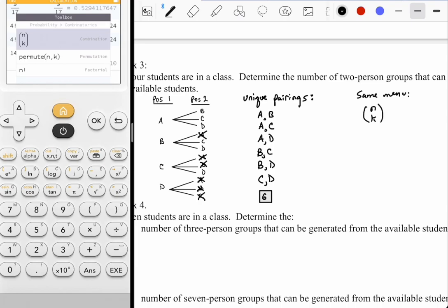The N represents, it's really just going to boil down to what we said for permutations. N is the number of individuals available. K is the number of positions in each group. All right.